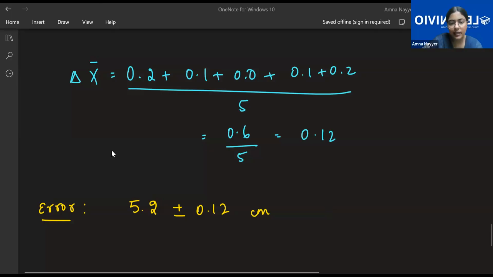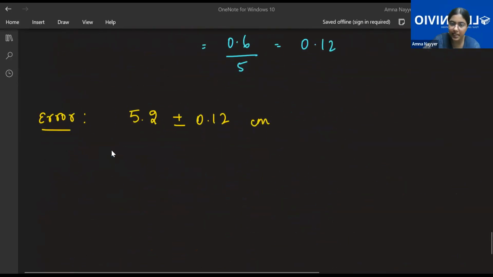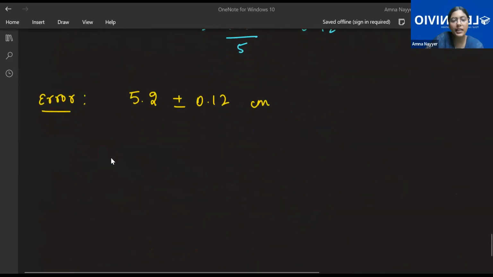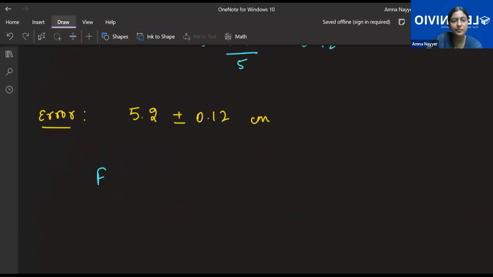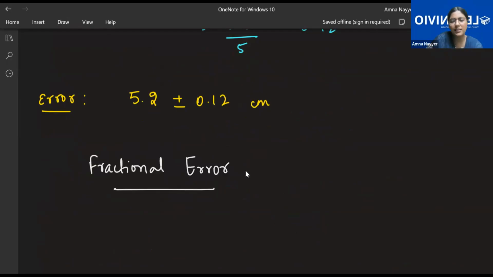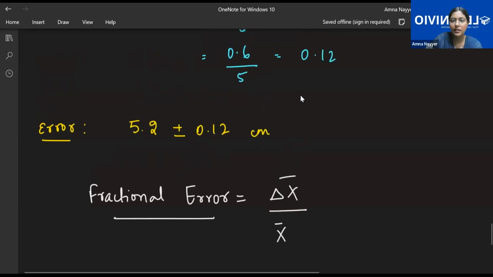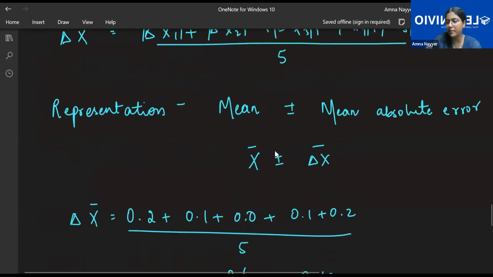Okay. Now this is how we talk about the mean error, mean absolute error, and its representation. There's one more important part, that is the fractional error. Now, fractional error is what? It's the same thing only, but it's just a way to represent and write. Basically, fractional error is equal to whatever is your absolute mean error divided by the mean, means these two things getting divided. Delta x bar getting divided by x bar.